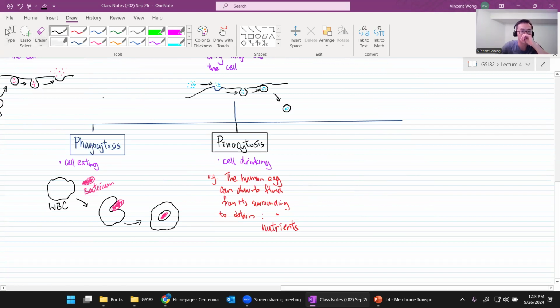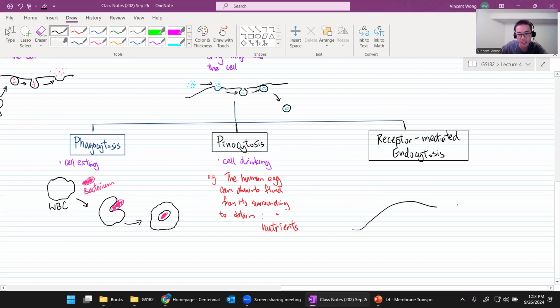the last type of transport that you have to know is receptor-mediated endocytosis. I'll just draw it out to explain to you. It's much easier that way than writing it out.